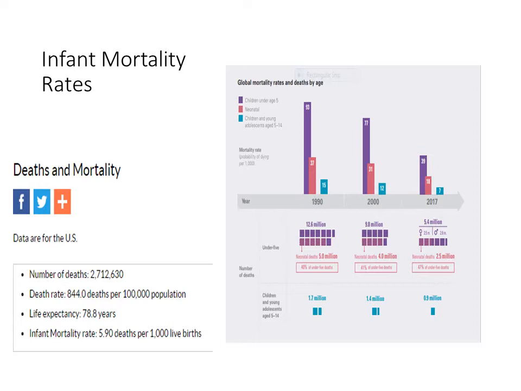The children under 5 are the purple slide. The neonatal, the red area there, is the one that would be comparative to our U.S. infant mortality rate. And you can see that according to this statistic, 18 deaths per 1,000 live births in the global community, as opposed to 5.9 in the US. So it's significantly lower in the US.